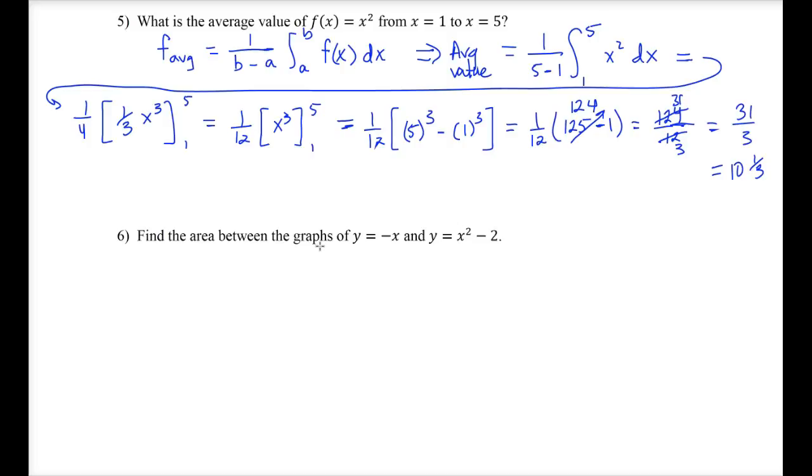And so part of the reason why I'm doing this is so that you can have an intuitive understanding as to what our limits of integration are going to be and why that's important. Okay.